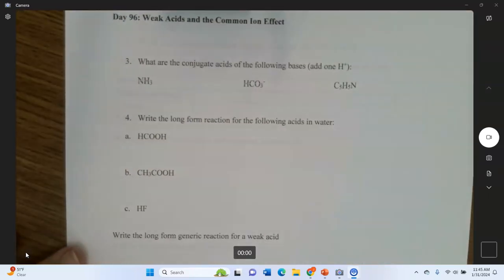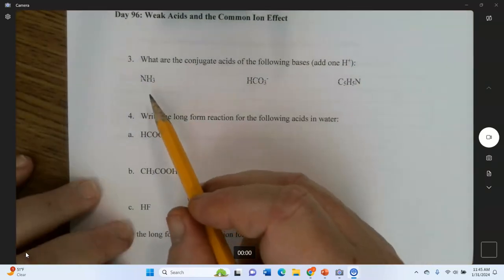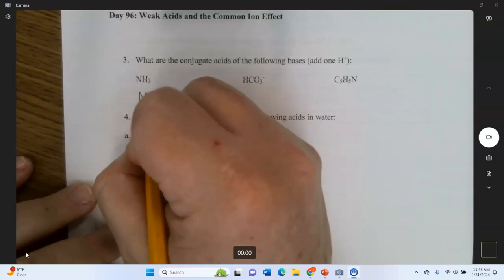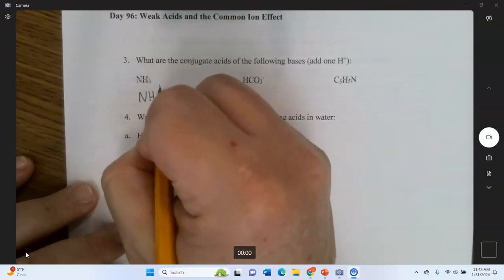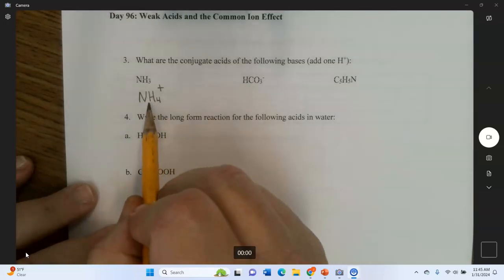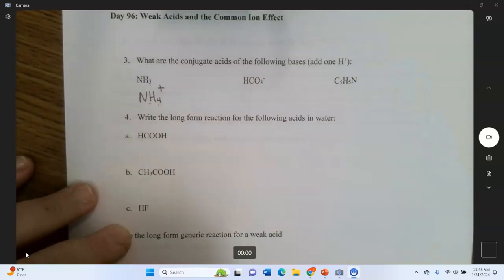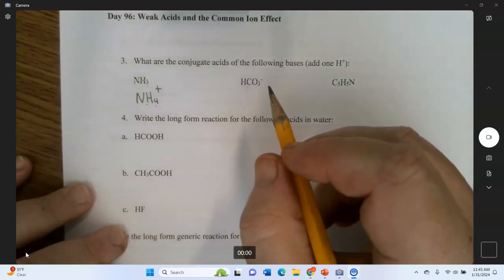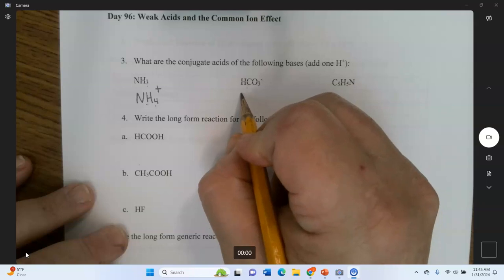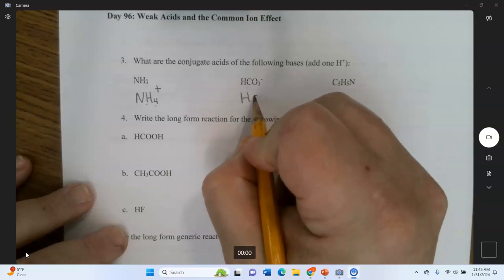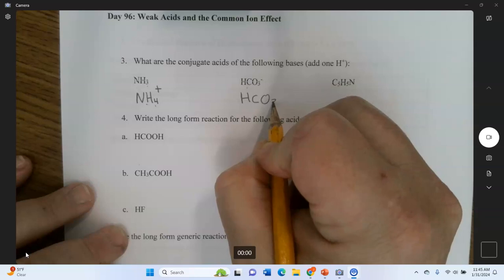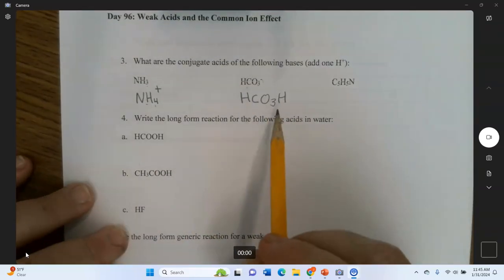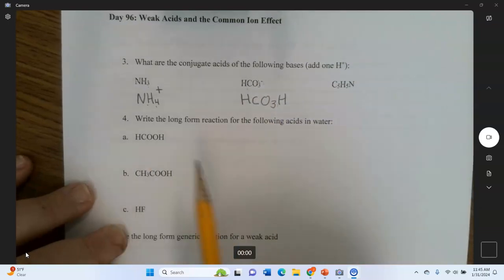What are the conjugate acids? These are bases. That means they're going to accept a proton. So if NH3 accepts a proton, it becomes NH4 plus. That's the conjugate acid of ammonia. That's ammonium. For this one, you're just going to add a proton on there, so it becomes this. It just added a proton on, so the difference between these two is 1 proton.